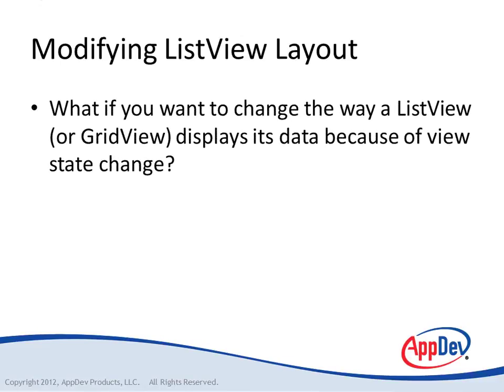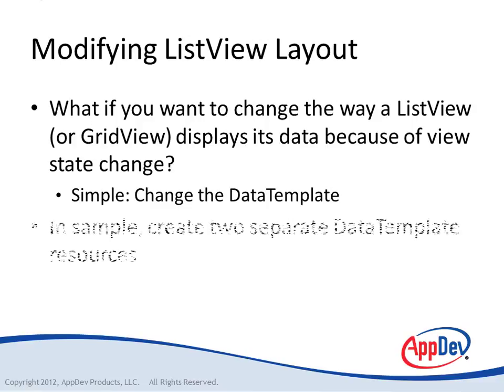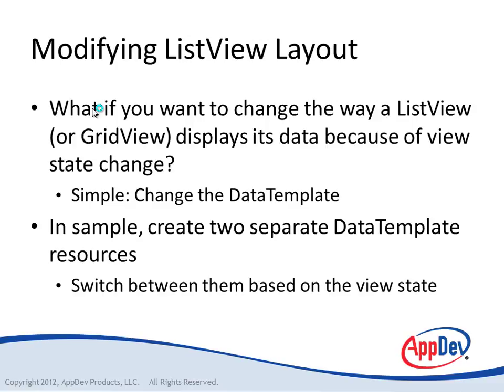What if you want to change the way a list view or grid view displays its data because of a view state change? It's simple. All you do is change the data template. You just swap out that property with a different data template, and the whole thing lays out differently. In our sample, we're going to create two separate data template resources. We'll switch between them based on the view state.